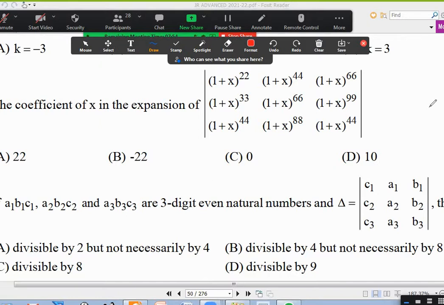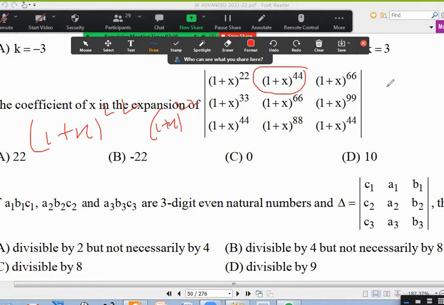But after taking 1 plus x whole power 22 common, what will be left? No, 1 plus x whole power 44 is not 1 plus x whole power 22 into 1 plus x whole power square. That is not correct. It should be 22 itself, right? You are thinking a power mn. If I take a power m common, a power n will be left. That is for a power m plus n. Did you get that?